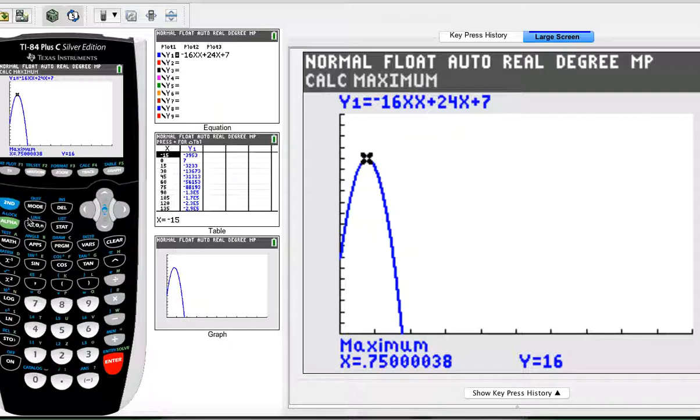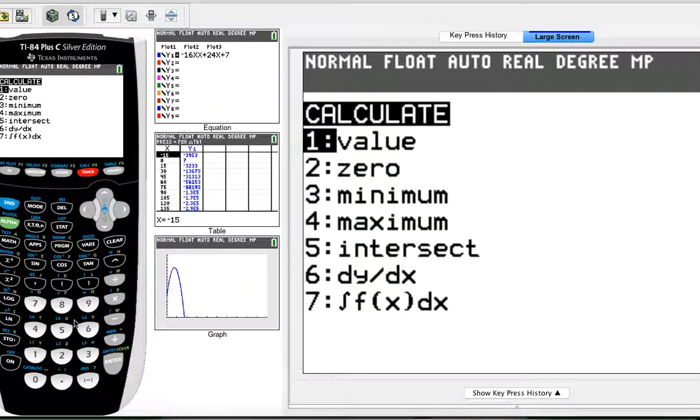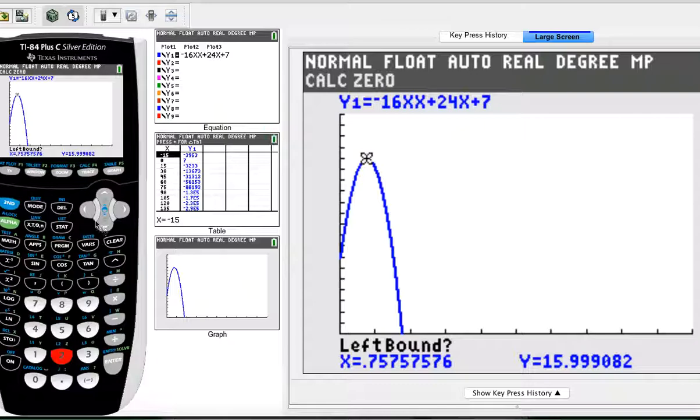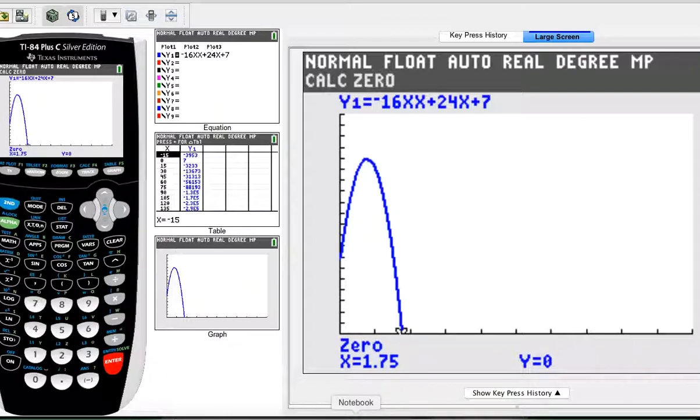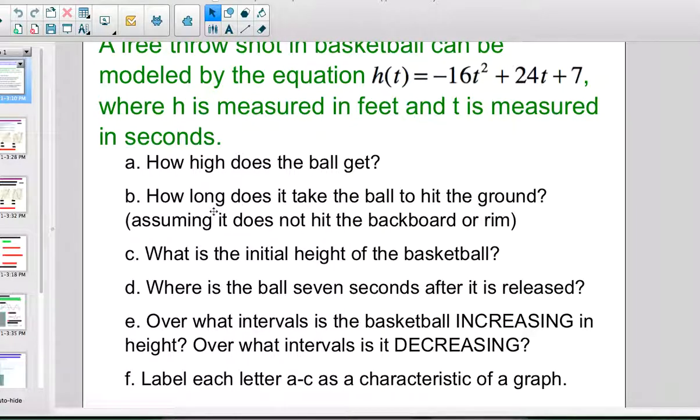So what I want to know is when the ball hits the ground. That's going to be my zero button. Left bound, I'm up here. I'm definitely to the left of the 0, or the x-intercept, same thing. So I can just go to the right now. You can see it off the graph, but my y values are negative, so that means I'm to the right of it. So enter, enter, and I get 1.75. So it takes about 1.75 seconds for the ball to hit the ground in this case.